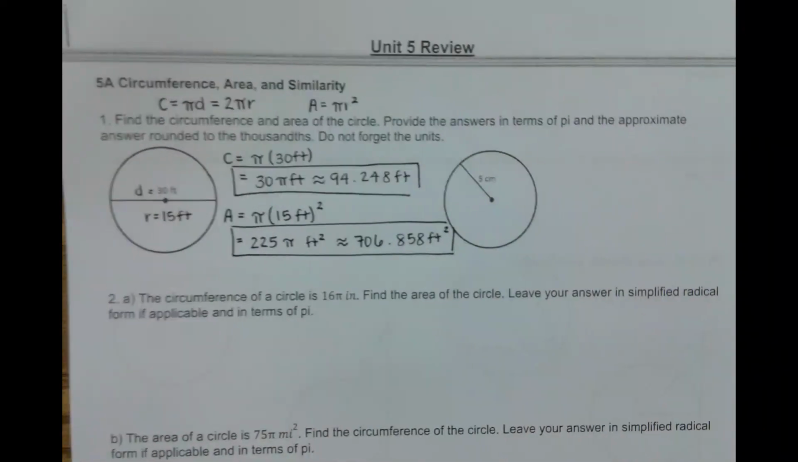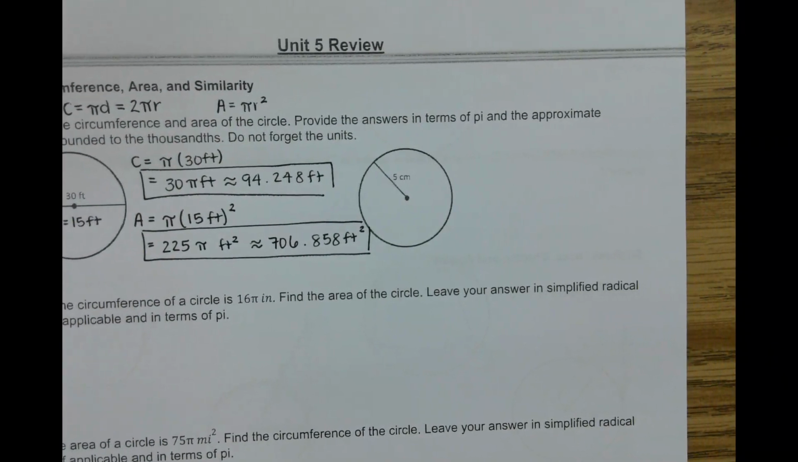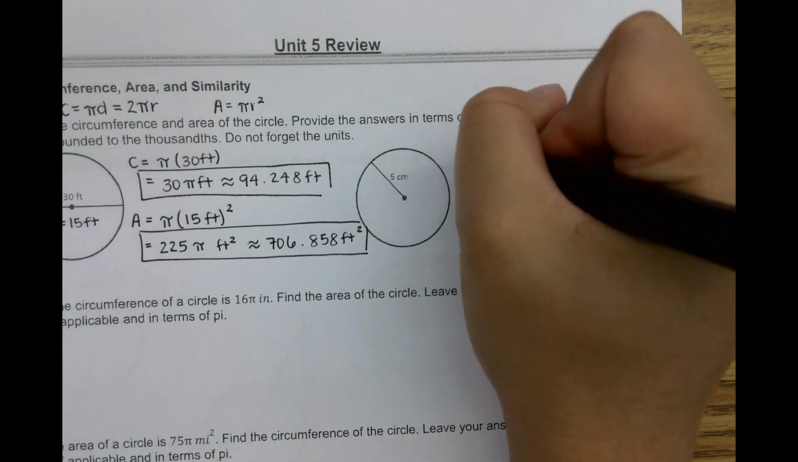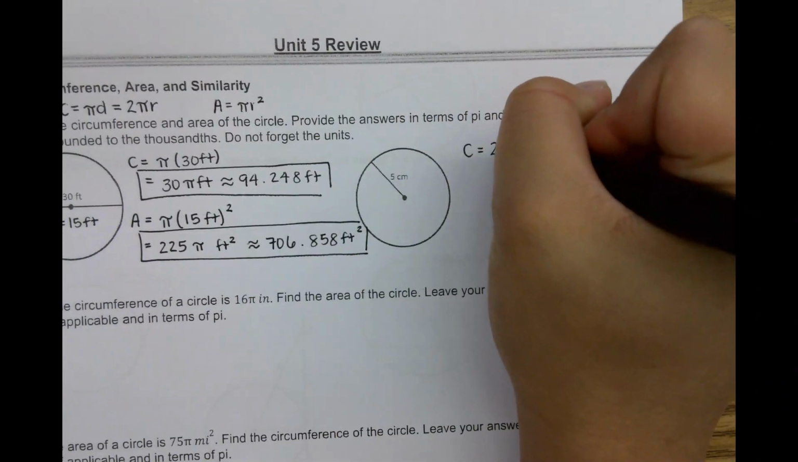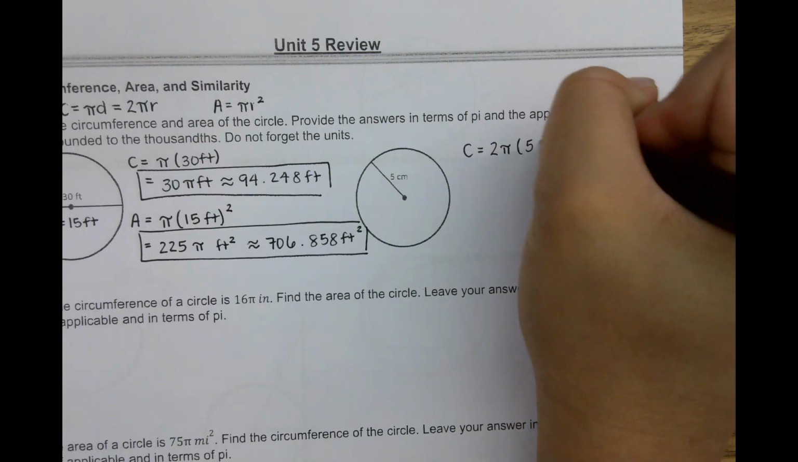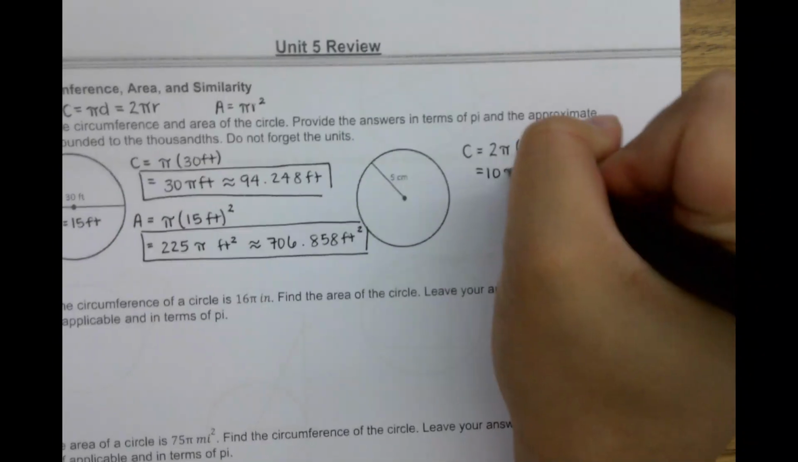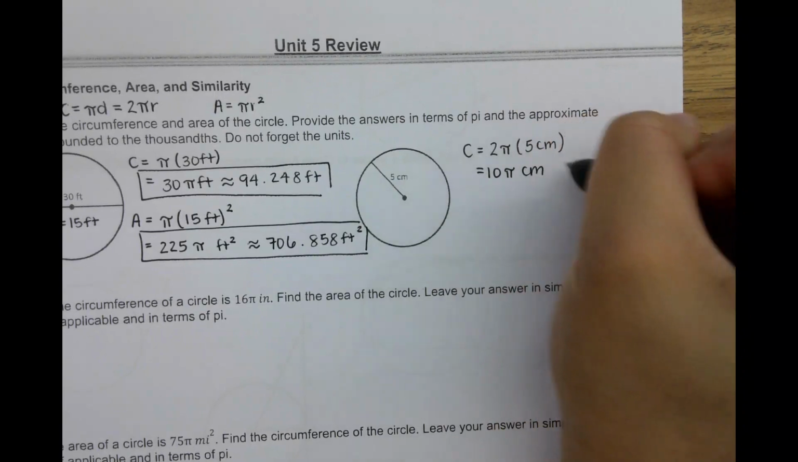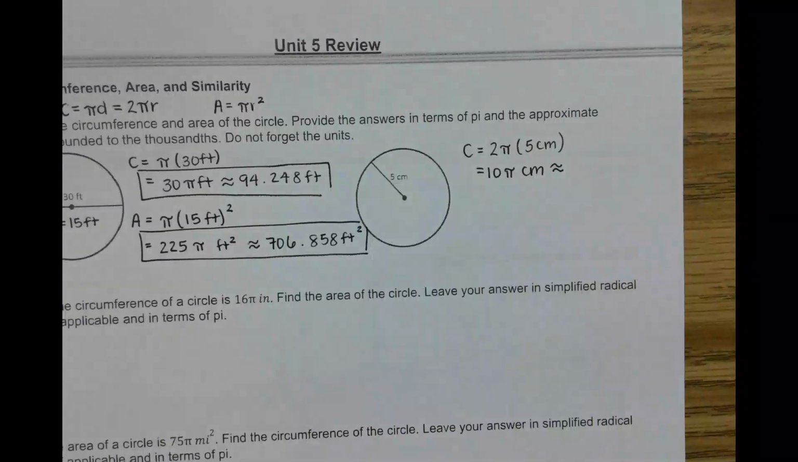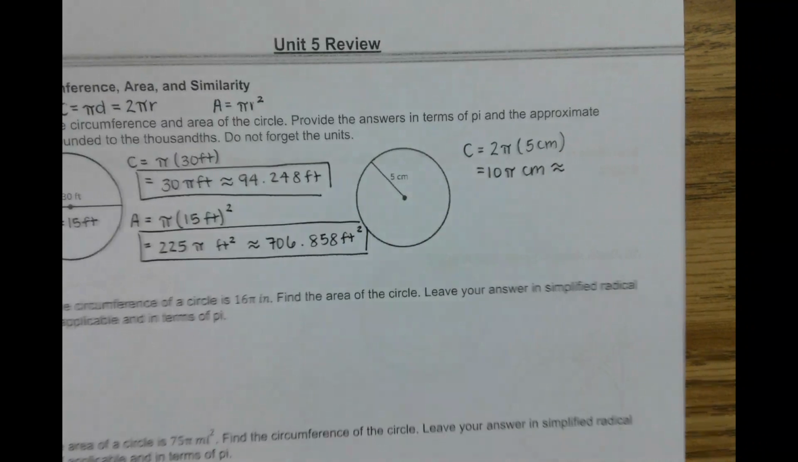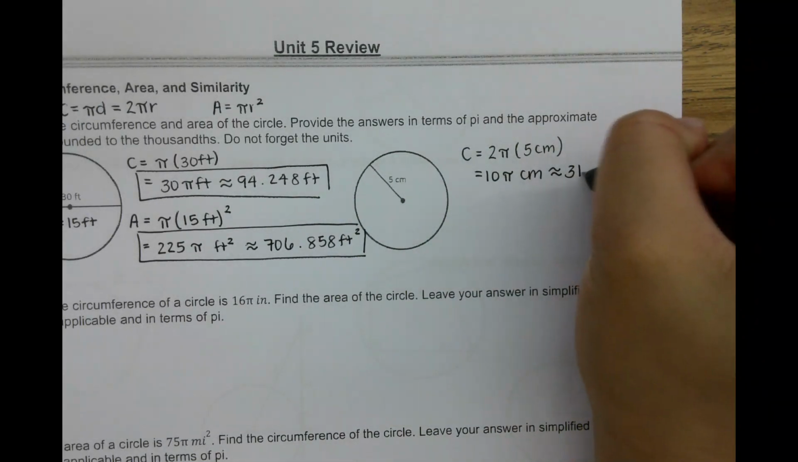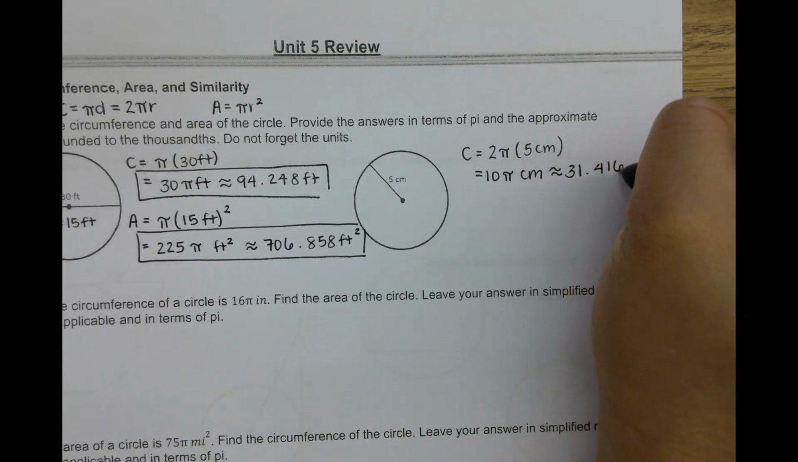So next one here, radius here is 5 centimeters. So circumference is 2 pi r. So 2 pi, radius is 5 centimeters. 2 times 5 is 10. So 10 pi centimeters. That is my exact answer, which is approximately 31.416 centimeters.